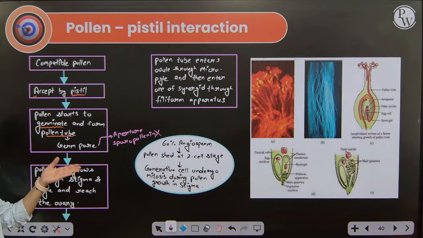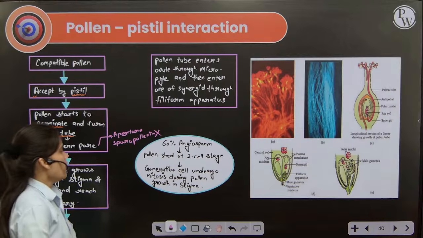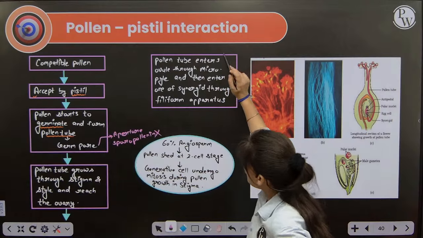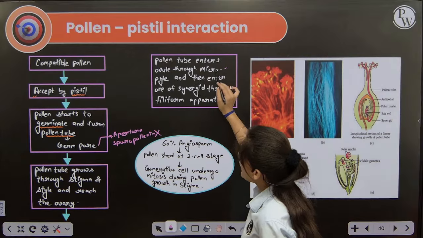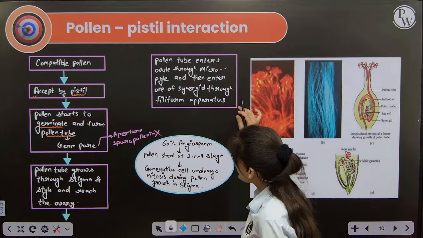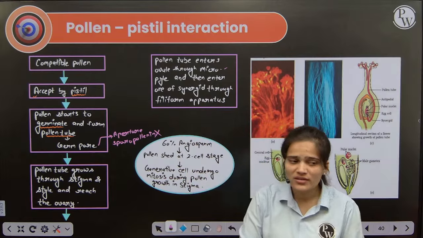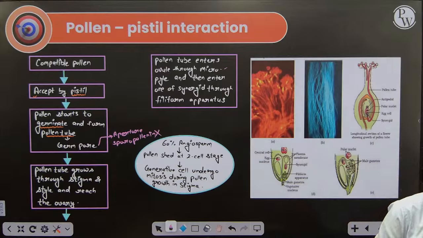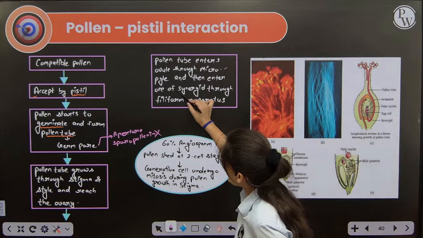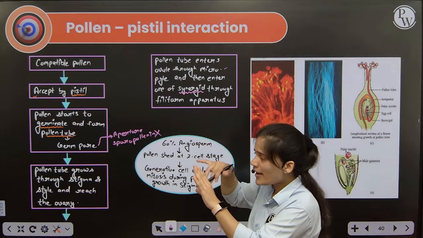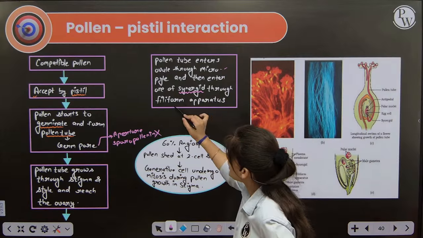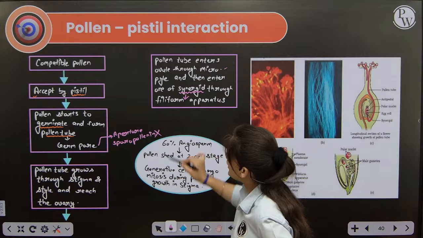The pollen tube grows through the stigma and style and ultimately reaches the ovary. That pollen tube enters the ovule through the micropyle end, and then enters one of the synergids of the embryo sac. The synergid has a filiform apparatus which guides the entry of this pollen tube.